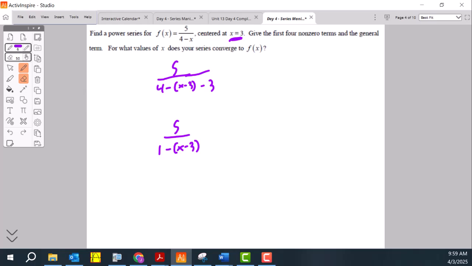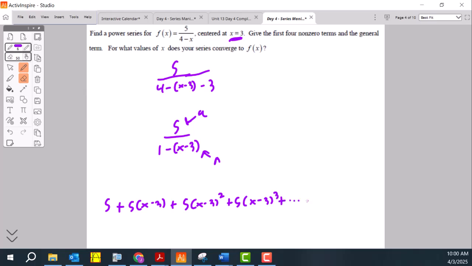Now, this form only works if this is a positive 1. So you have to get that to a positive 1 first. So we end up with our a is 5, and our r is x minus 3. So our series would be 5 plus 5 times x minus 3. And each time we're just multiplying by a new x minus 3. So 5 times x minus 3 squared, 5 times x minus 3 cubed, dot, dot, dot, 5 times x minus 3 to the n.